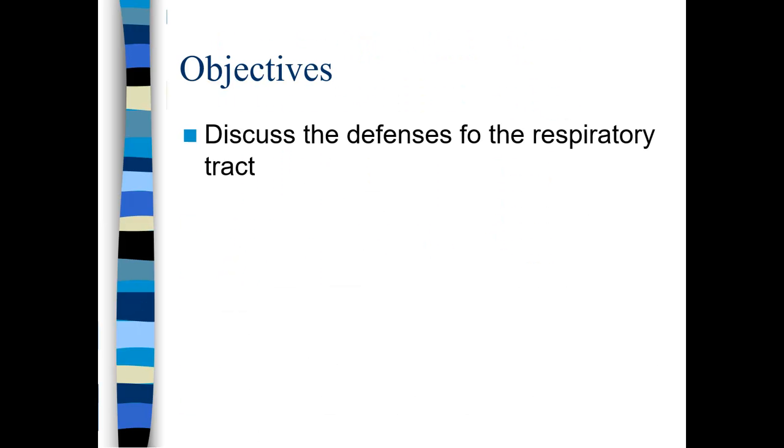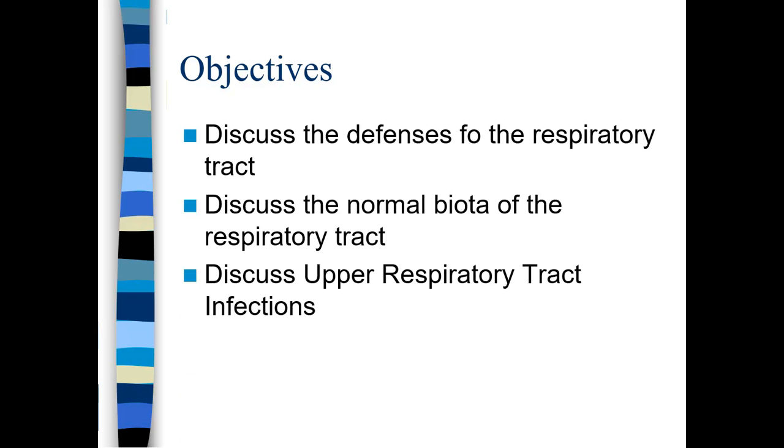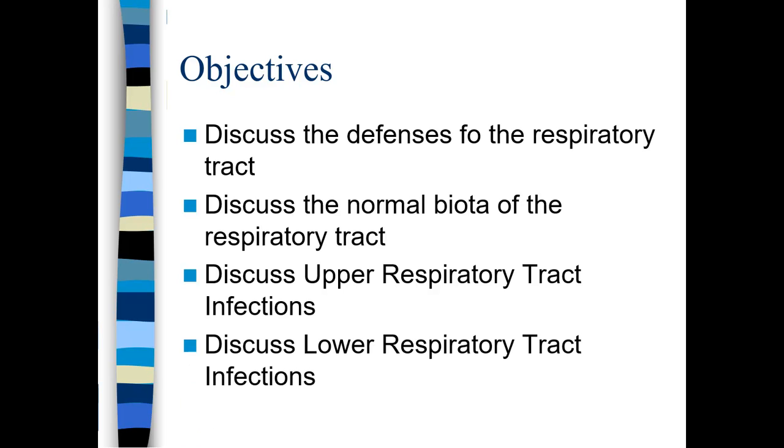Okay, so our objectives are to discuss the defenses for the respiratory system. We'll talk about what grows there normally, and we're going to split things into the upper respiratory tract and the infections that you find there, as well as the lower respiratory tract and the infections that you find there.